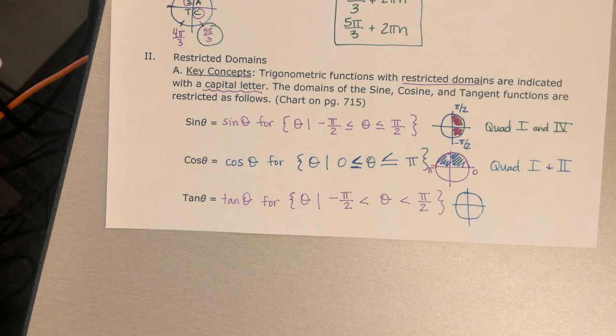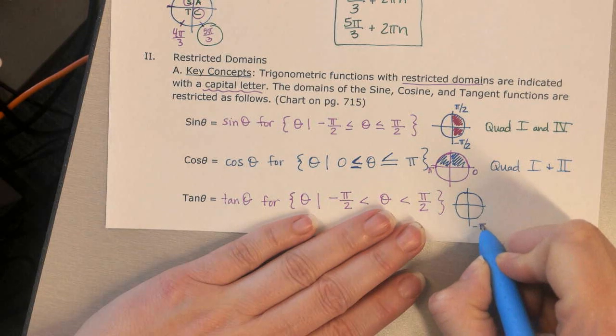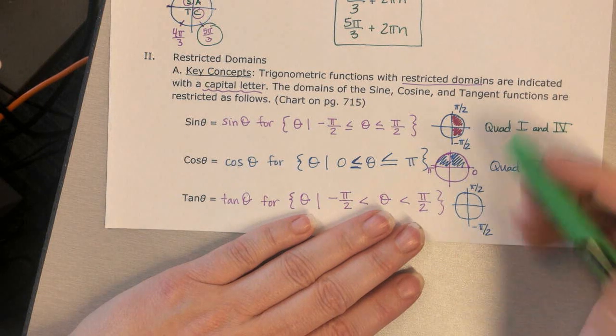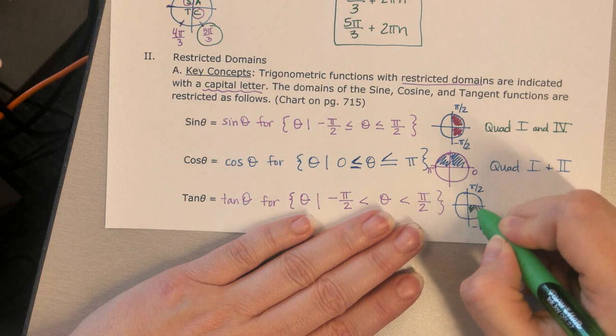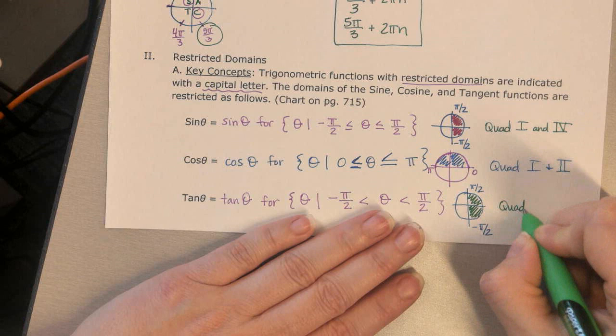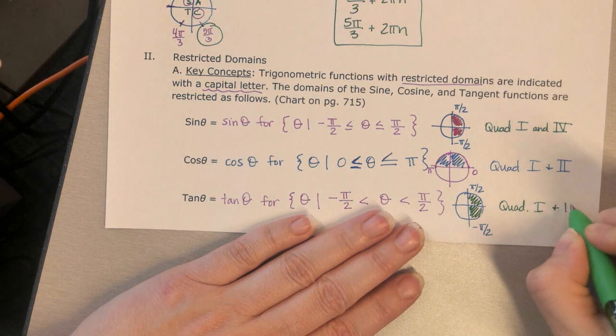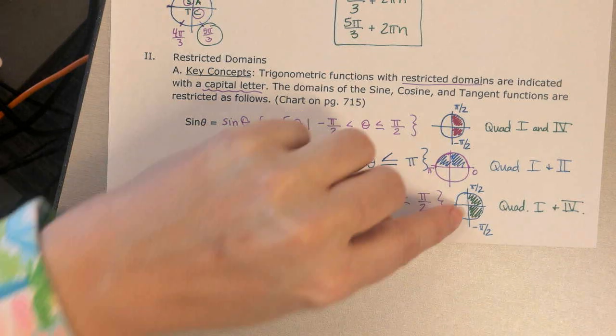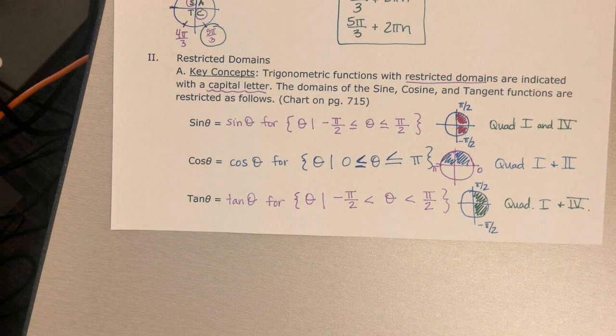So I want you to think back to some of the things we talked about yesterday with tangent and think about why that is. Now, it goes from negative pi over 2 to pi over 2, so that means the restrictions are going to be where? In what quadrants? Yep, same as sine, so quadrant 4 and quadrant 1. Quadrant 1 and 4. Okay, so negative pi over 2 to pi over 2.